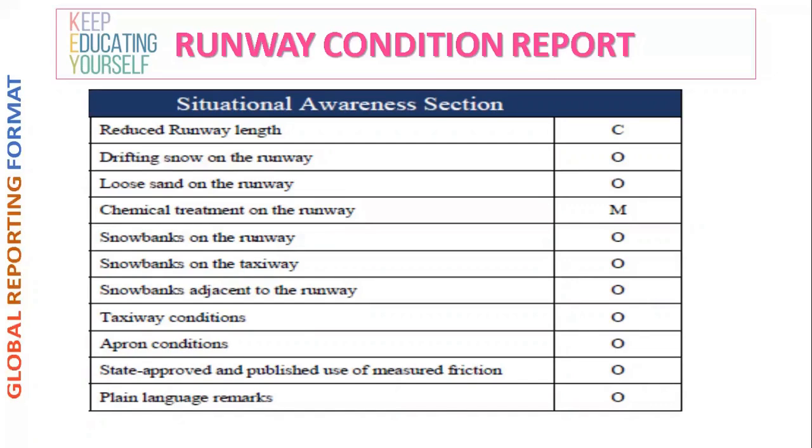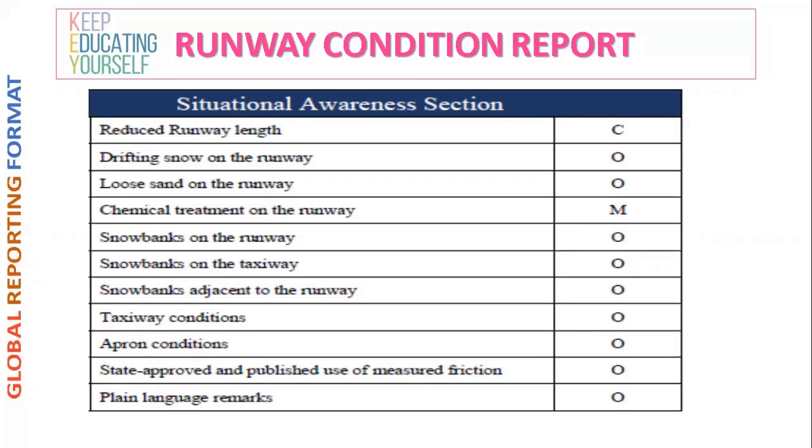Now we will see. The first element is we have to mention in this order only. The runway condition report situational awareness section will constitute these elements, and these elements have to be reported in this sequence only. If anything is not there, we can simply omit that one. So first is reduced runway length. If landing distance available is reduced and we have taken a NOTAM for that, it is based on the condition that the NOTAM has been issued and it is for the actual runway.